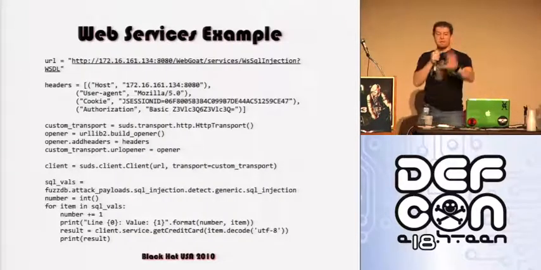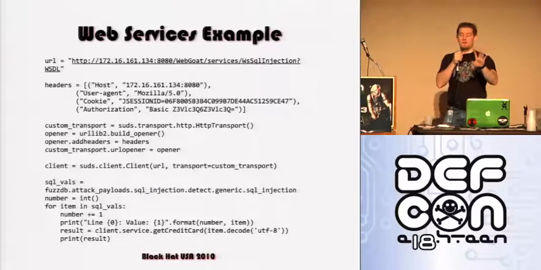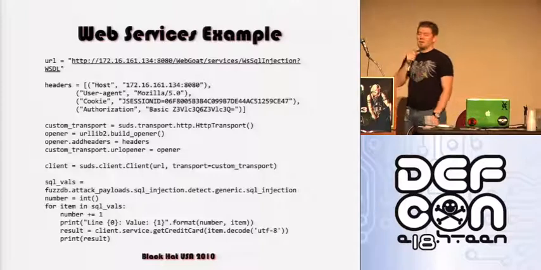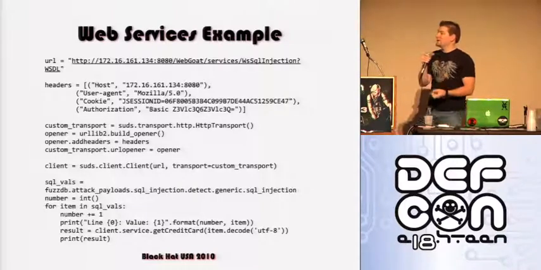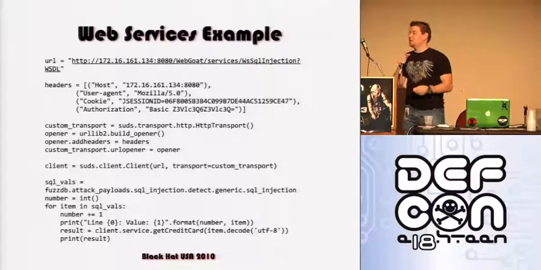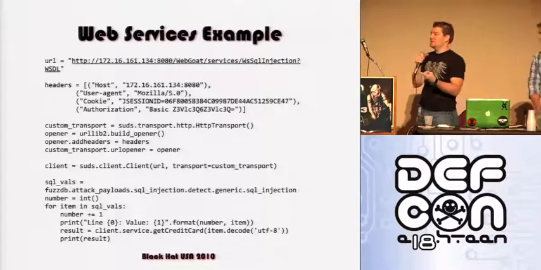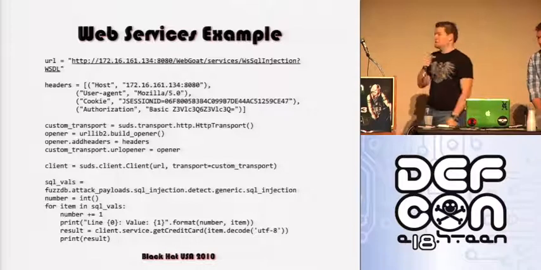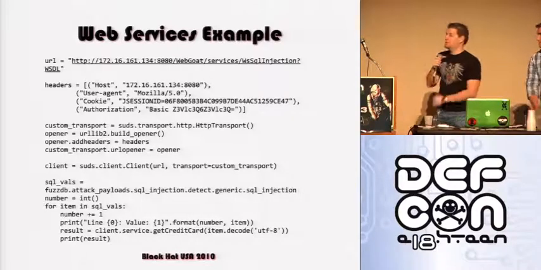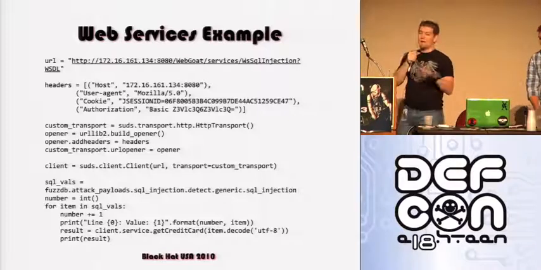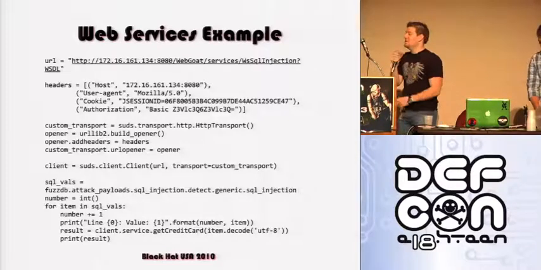So here's a real example of identifying SQL injection in a web service, and this is going against WebGoat's web service. We're creating our own headers, and as you can see here, the JSession ID is already set and the basic auth is already set, so we didn't need to use the username and password. We create a custom transport to add to our headers, so it's a little more complicated than it really needed to be, just to show you how it works.